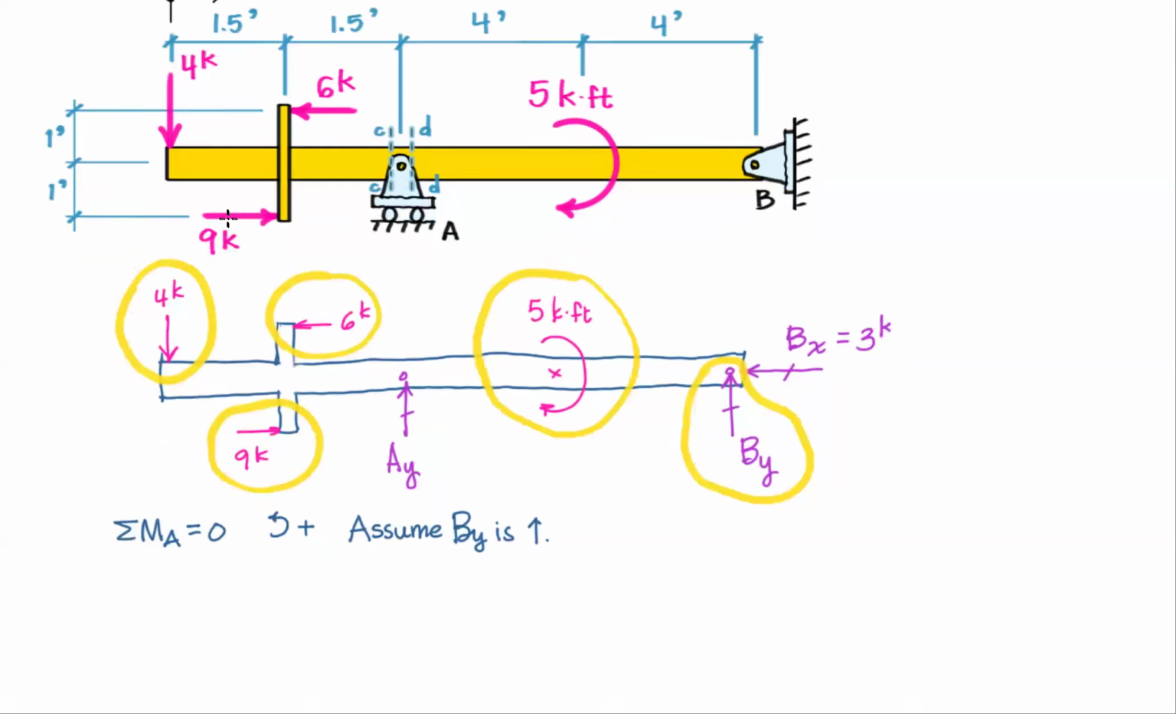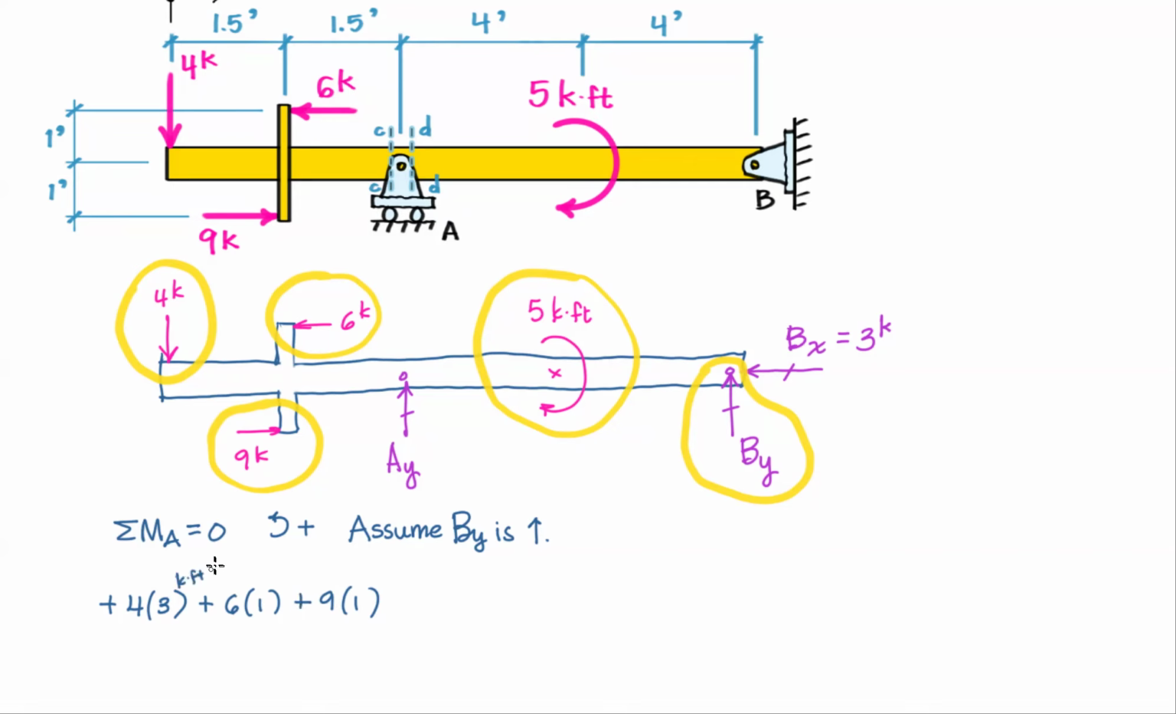Okay, let's do it. So my first term is going to be 4 kips. That's at a distance of 3 feet. And that one is positive. My next term is 6 kips at a distance of 1 foot. That one is positive. My next term is 9 kips at a distance of 1 foot. That one is positive. My next term is the 5 kip feet.